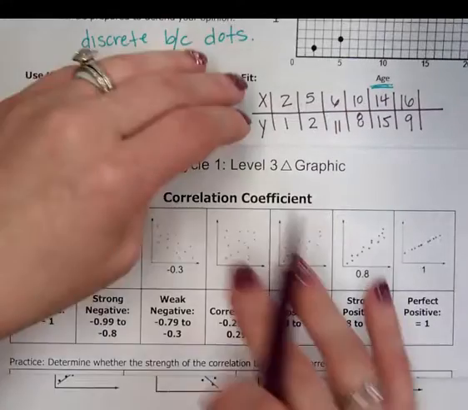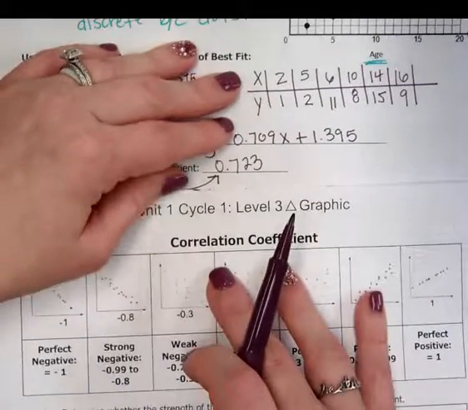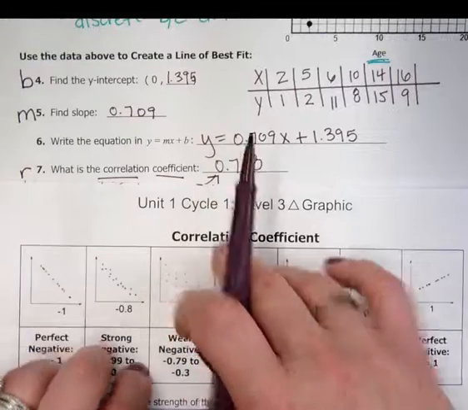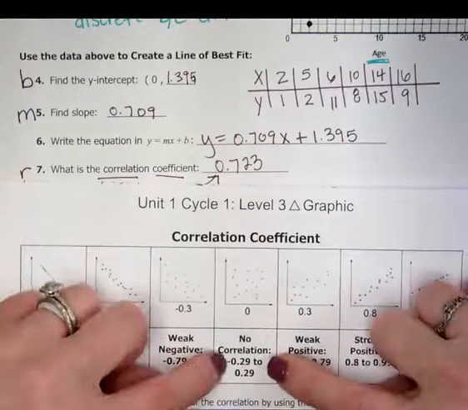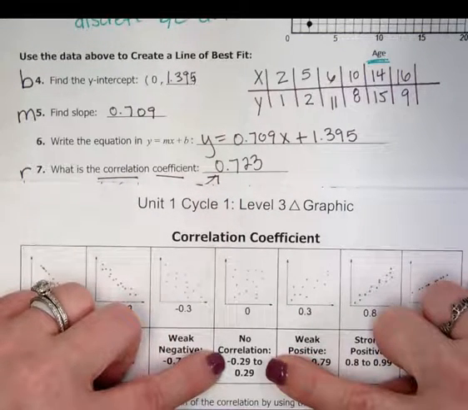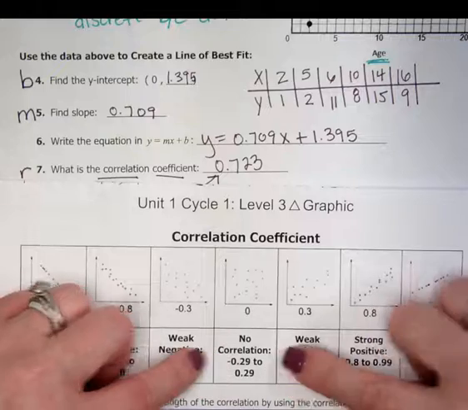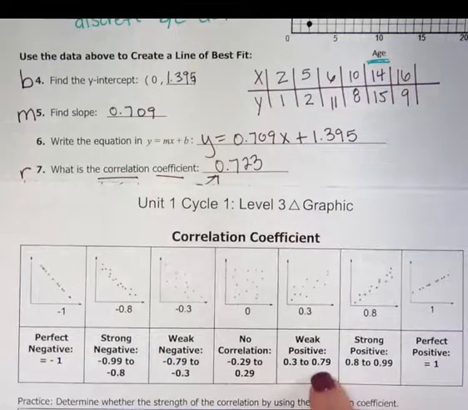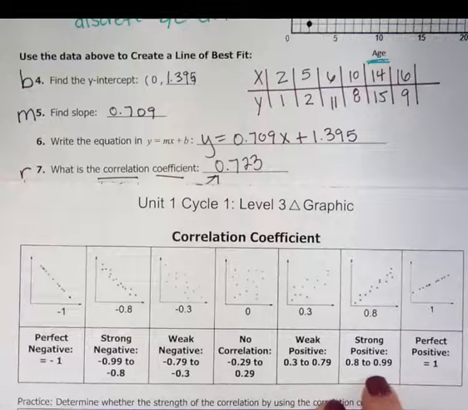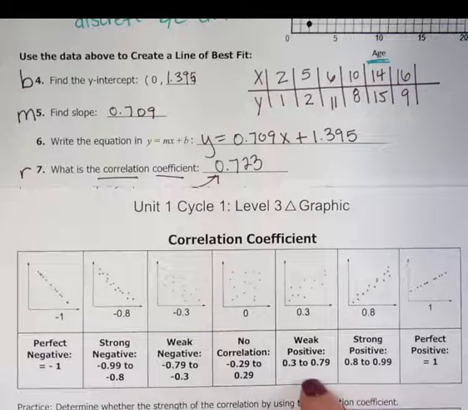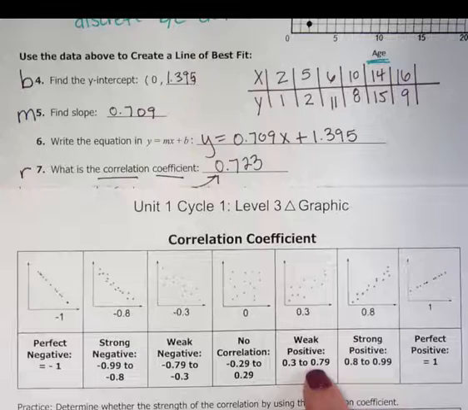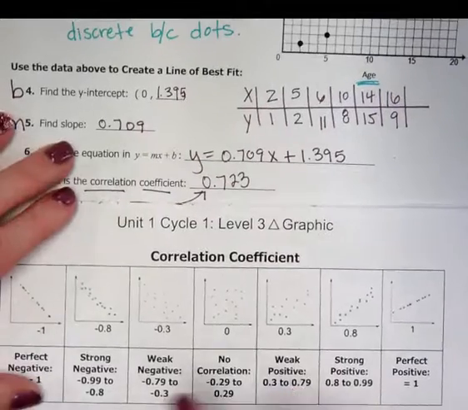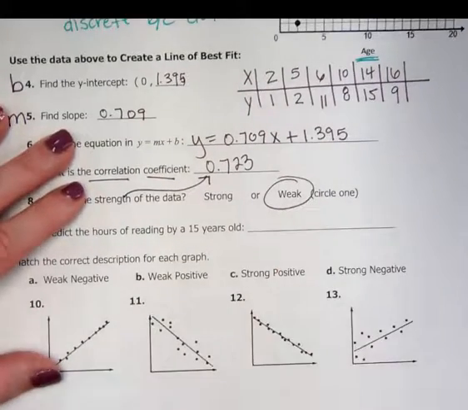So our correlation coefficient was 0.723. It's not between negative 0.29 and positive 0.29, but it is right here. In fact, it's almost at the end of weak. So it's not too far from being positive and strong. It's positive and weak, but it's not too far away. So it's a good thing that we checked. This is technically considered weak.